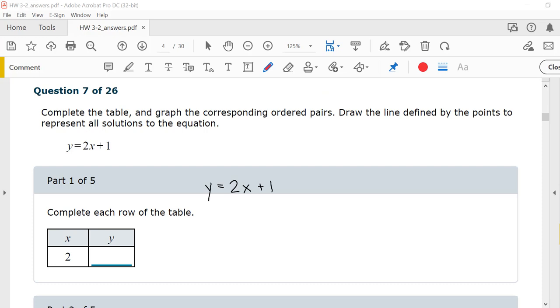Question number 7, we're going to do the same thing. Complete the table and plot the points and draw the line. Y equals 2x plus 1. Our x is 2. Where you see an x, we're going to plug in a 2. So I have y equals 2 times 2 plus 1. Y equals 2 times 2 is 4. 4 plus 1 is 5. So I get y equals 5.